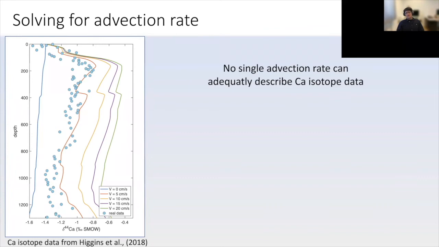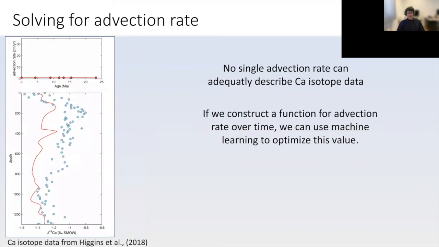But what's important is that these parameters don't describe the system very well. No single advection rate can adequately describe calcium isotopes. And so the next question is, can we solve for advection over time? If we have some function where we can change the parameters over time, we can then use machine learning in order to solve for the optimum value. What we've done here is we have, in this case, 7 points where you can change the advection rate. Right now it's just 1 centimeter per second over time for the entire depositional history. But what the algorithm can do is take any of these red dots and adjust it to any value.